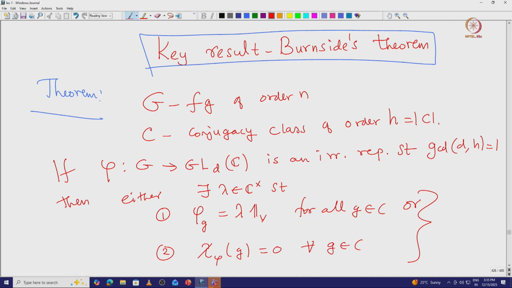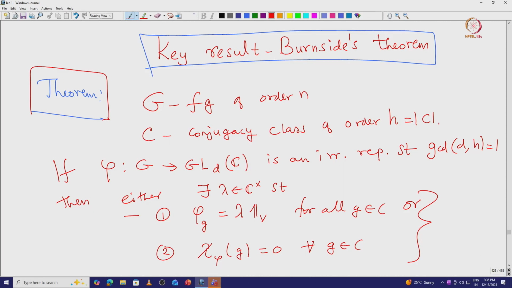So, whenever we consider an irreducible representation such that the degree of the representation and the number of elements in the conjugacy class are relatively prime, this is an important result that was used in proving Burnside's p-q theorem. So, let us go through a proof of this. First, we will start with making some important observations.